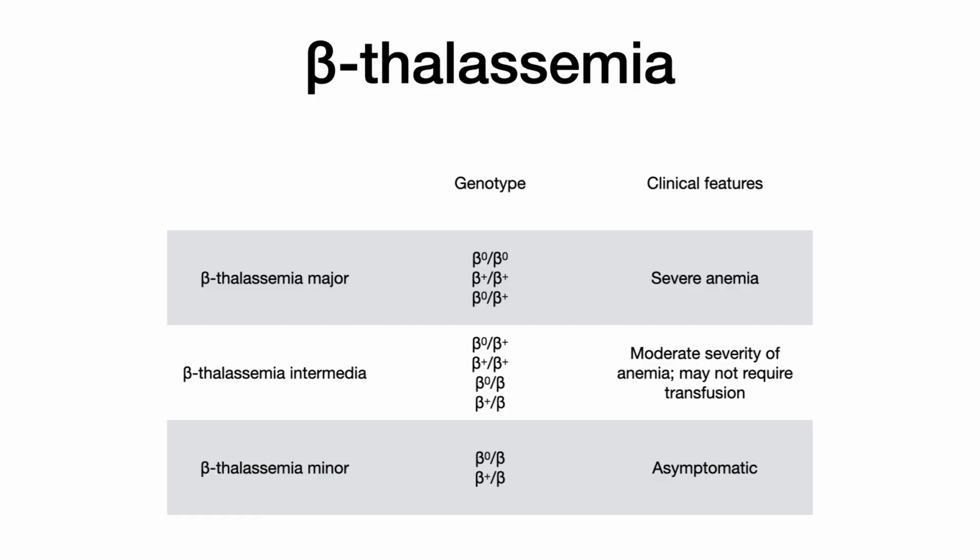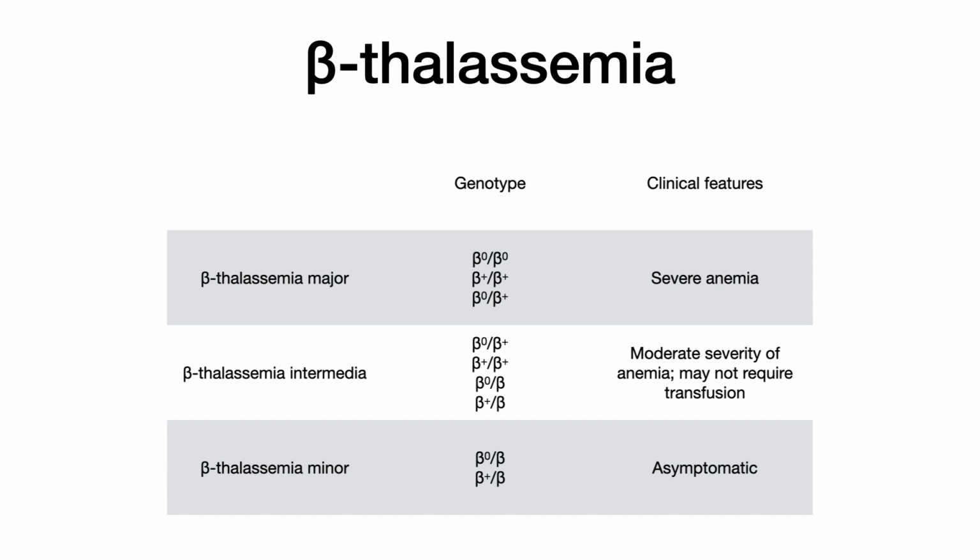So beta thalassemia, there's a major, there's an intermediate, and there's a minor, depending upon what combination you have. So with beta thalassemia minor, one of the beta globin chains is normal. The other one is either not produced or it's produced in a decreased amount, the beta 0 or beta plus. And then you'll notice with beta thalassemia intermediate and beta thalassemia major, there's some that overlap. And so, for example, it is possible for somebody to have a beta 0 and a beta plus and be either a major or intermediate.